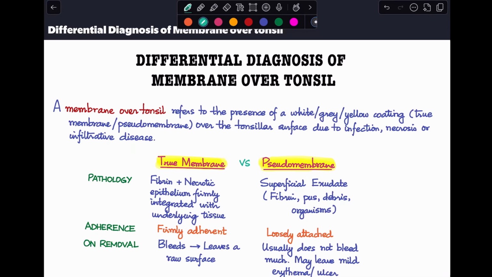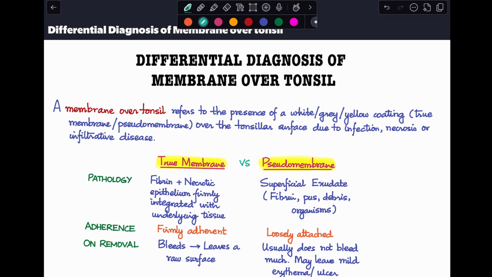Today we'll be discussing a very important topic, both from your practical as well as theory perspective. Today's discussion is going to be about the differential diagnosis of a membrane over tonsil. Very commonly, you get your tonsillitis case as a long case, and invariably, the examiner asks you this question. Can you give me the differential diagnosis of the membrane of tonsil? And it can be very hard for us to remember what were the different causes.